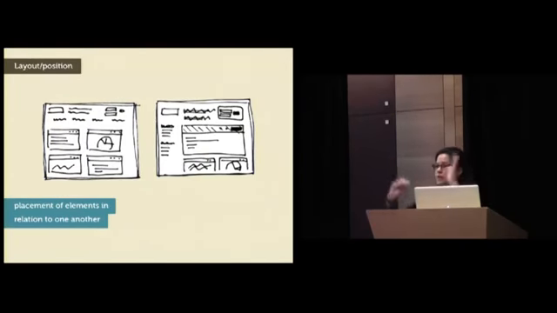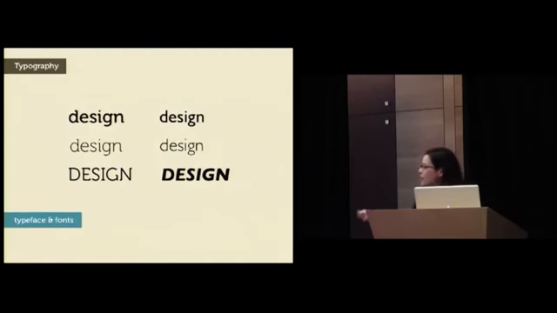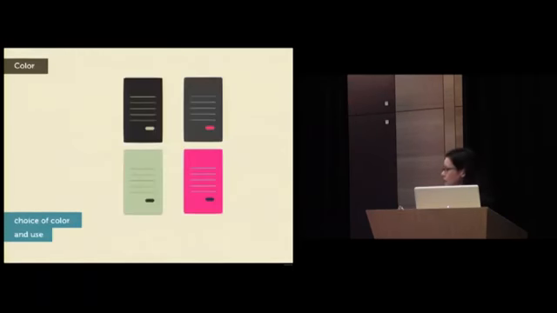Layout and position, the placement of elements in relation to one another. Sounds really obvious, but it can affect how people interpret what they see. Does it feel comfortable? Does it feel crowded? Are these things that are kind of clustered together, are they similar, and does that cluster make sense or not? Typography, obviously, the selection of typeface and fonts, selection and use is going to affect interpretation. Color, same thing. Choice of color and use is going to affect how users interpret.